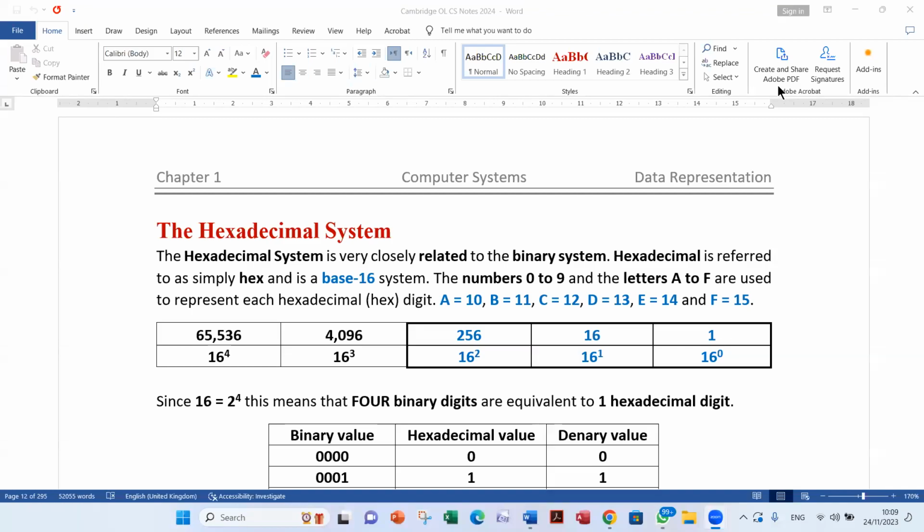Cambridge Computer Science, Chapter 1, Data Representation, Part 3, Hexadecimal System.